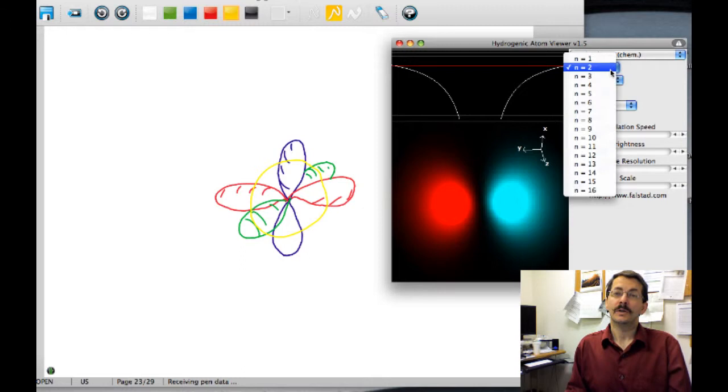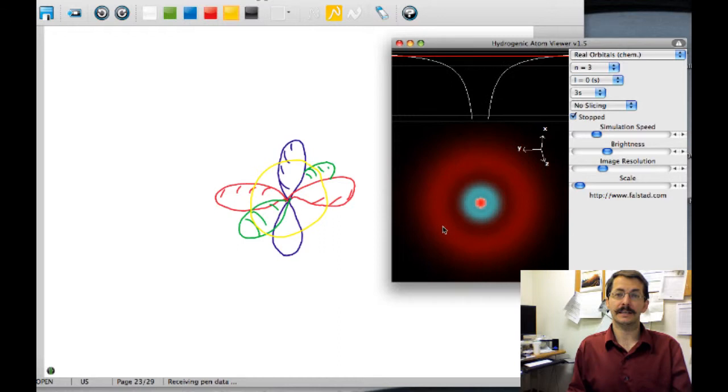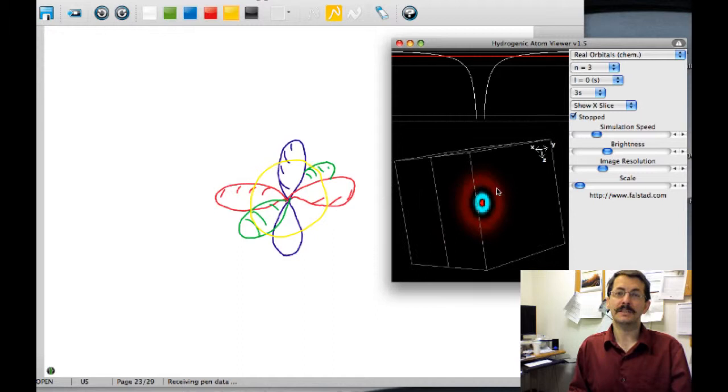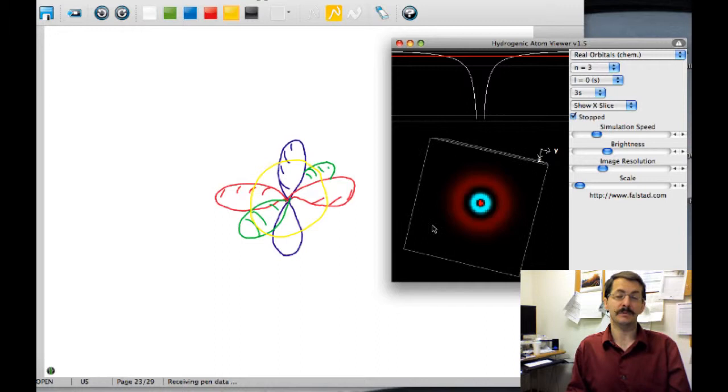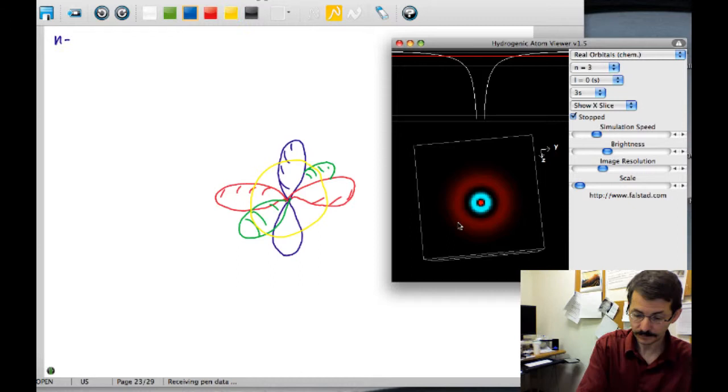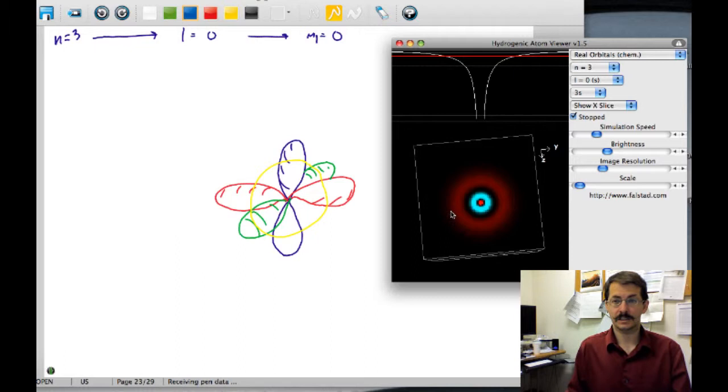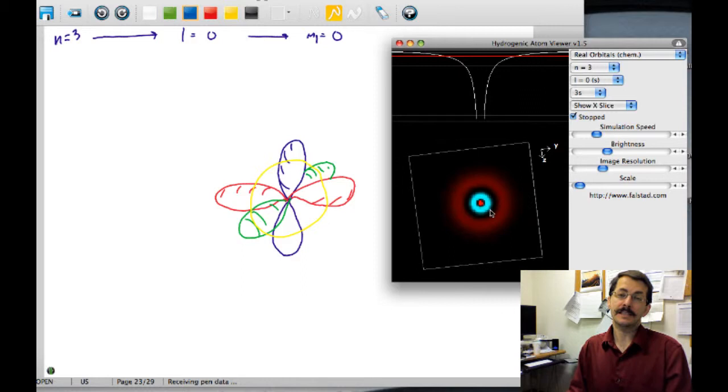Now, what about the third energy level? What do the s orbitals look like? And again, we'll just put in an x slice to look at it. What we see for the third s orbital, n is equal to 3, we can have l equal to 0, which would give us m sub l equal to 0. Those electrons with that particular address exist in, again, a spherical orbital, an s orbital.